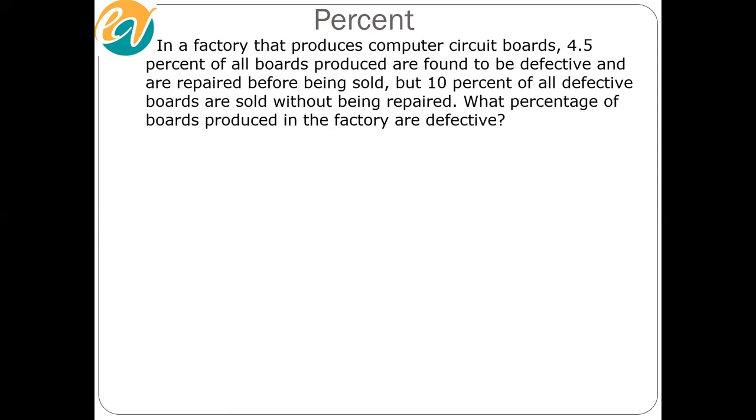4.5% of all the boards produced are found to be defective and are repaired before being sold. But 10% of all the defective boards are sold without being repaired. That does seem to be slightly confusing language. The question is, what percent of boards produced in the factory are defective? How do we do this?